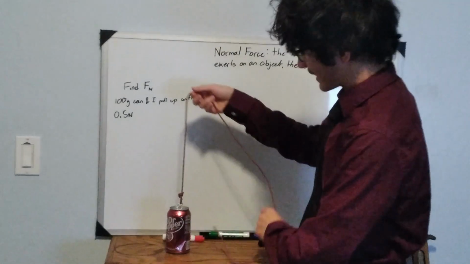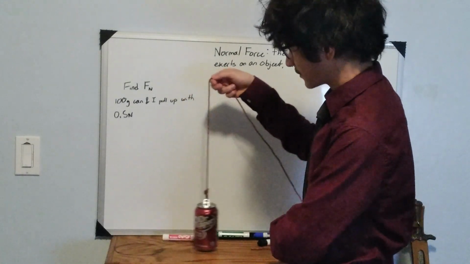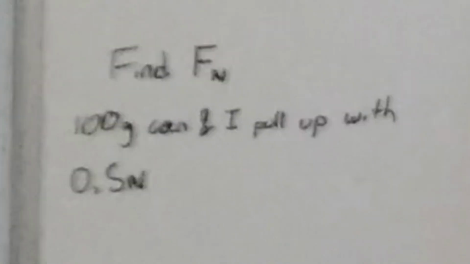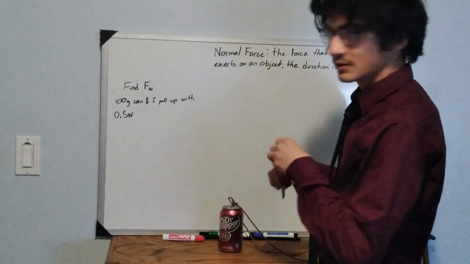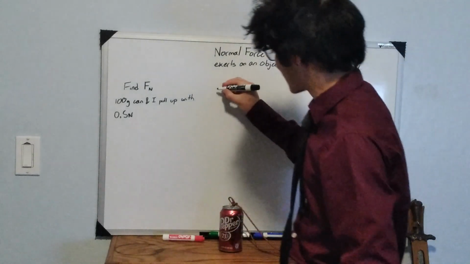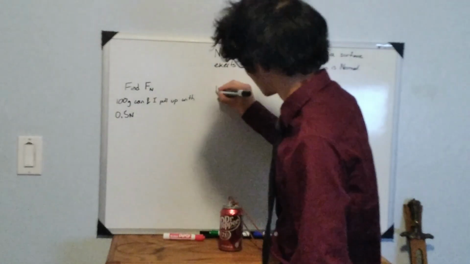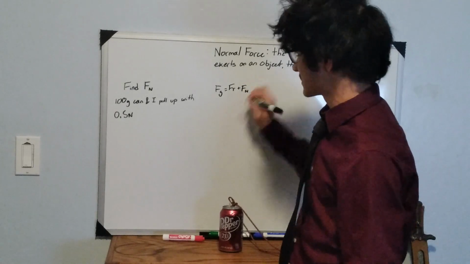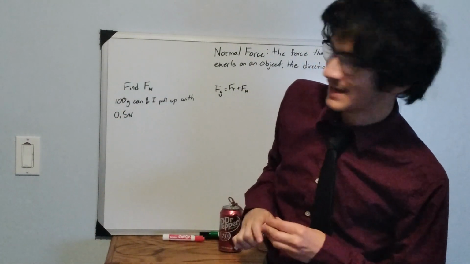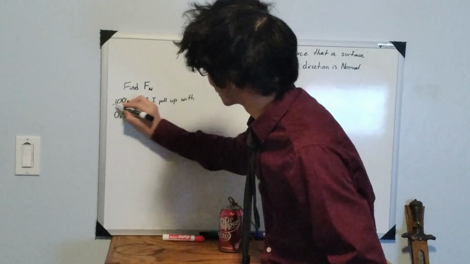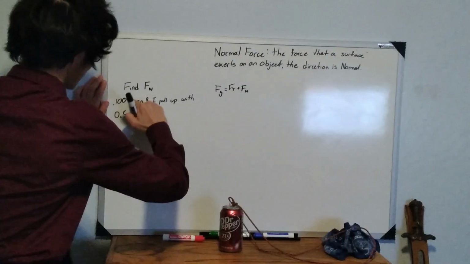But in a scenario like this, how do we find the normal force? A 100-gram can, and I pull up with 0.5 newtons. Well, we know that the system is static, so the downward forces must be equal to the upward forces. The acceleration of gravity is 9.8. Let's round that to 10. And then the mass is 0.1 kilograms.